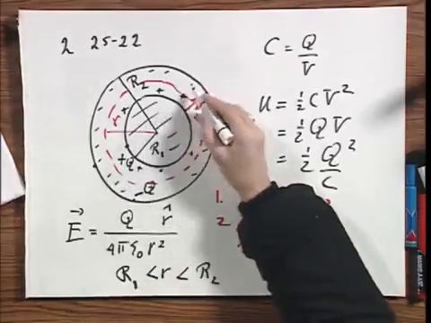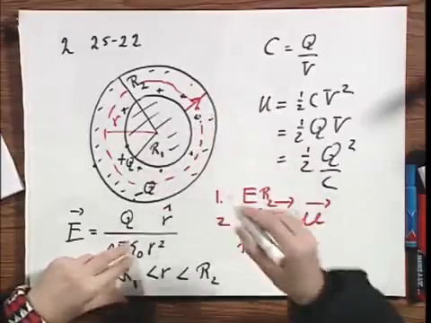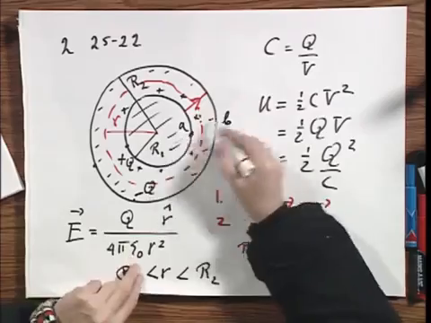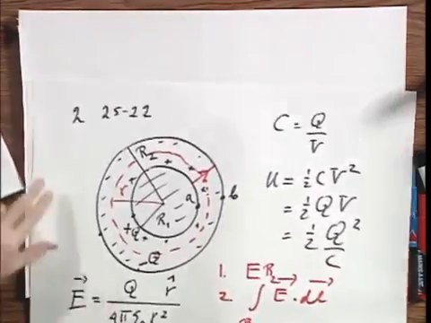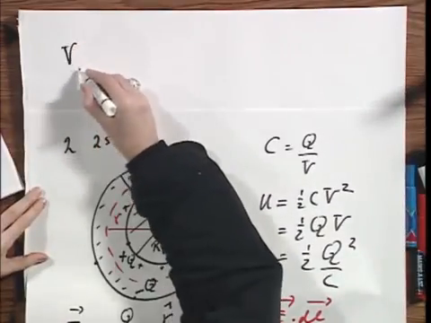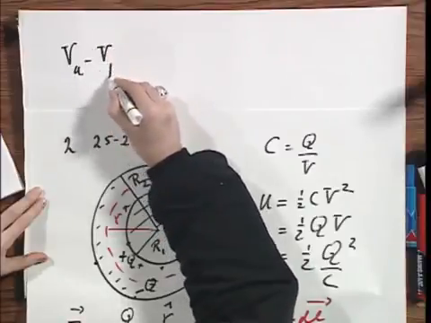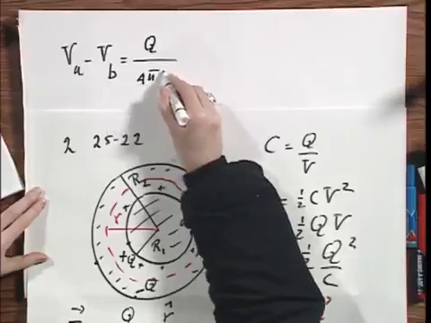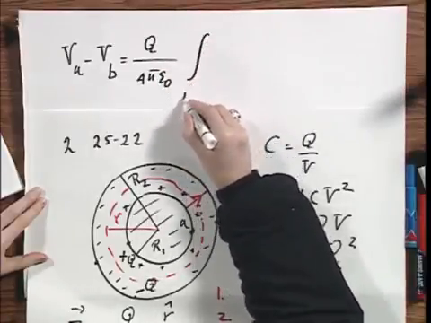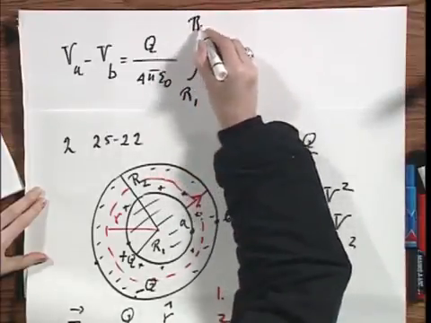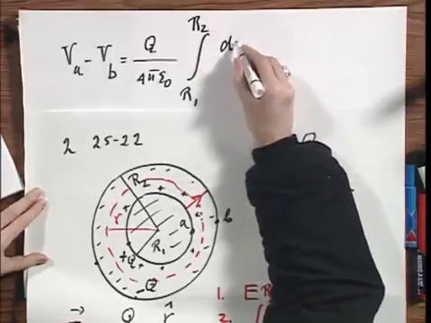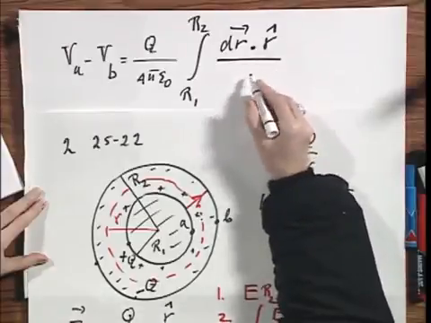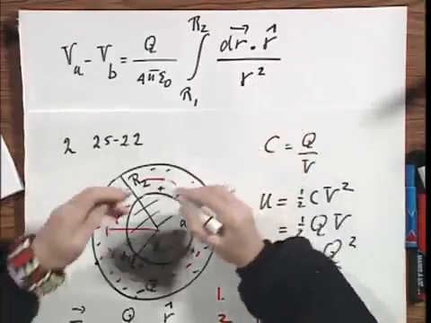Now we want to do the potential difference. Let me call this point A and let me call this point B. It doesn't matter how I go from the inner sphere to the outer sphere. So I call it just VA minus VB. That is now Q divided by 4 pi epsilon 0 times the integral from R1 to R2 of dr dot r roof, there's a dot product there, divided by r squared.